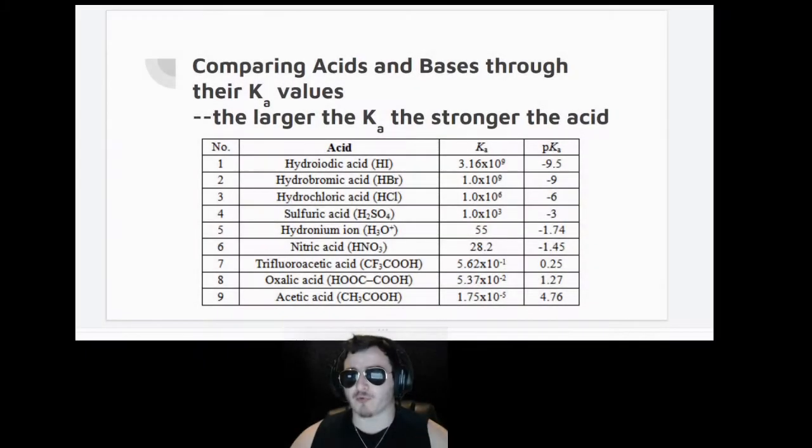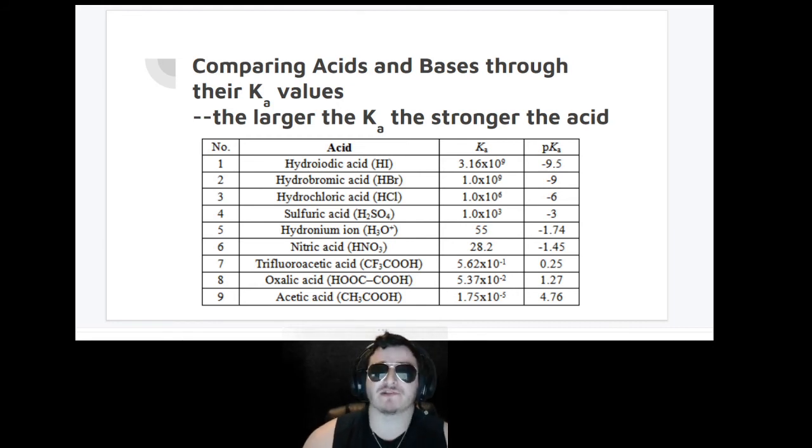This is a very, very brief concept before we get into the final concept of the day, which is net ionic equations. Comparing acids and bases through what are known as Ka values. This is more explored in AP chemistry, but briefly appears in our curriculum here. The larger the Ka, the stronger the acid. Okay, so typically how you're going to see this is you're going to get Ka values. The larger it is, the stronger your acid is.